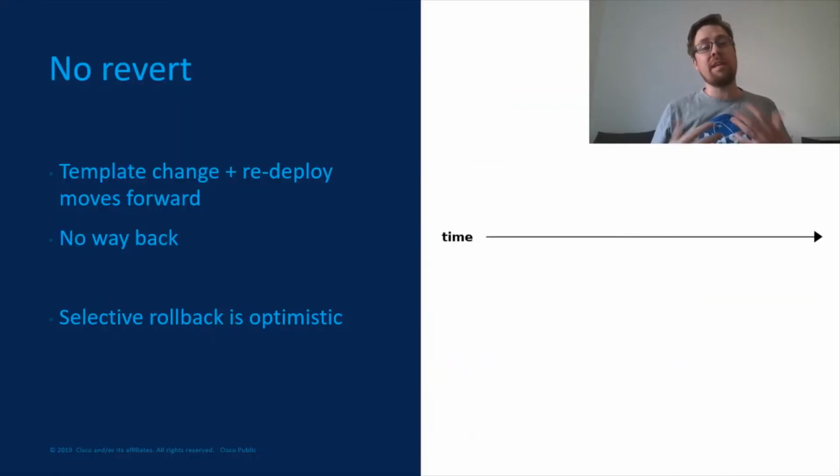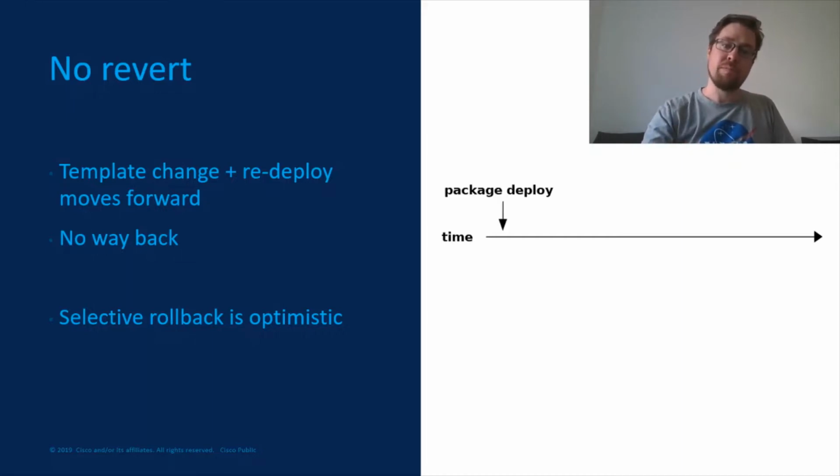So the next problem that we have with the naive change is that there's essentially no revert. If you think of a template change plus a redeploy, that moves you forward, right? So there's no really way to go back here. Again, we've done modifications to our package. We do a package deploy to NSO. So we have our new service version being active.